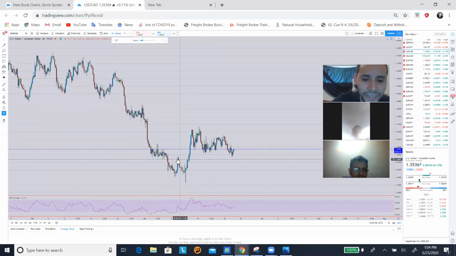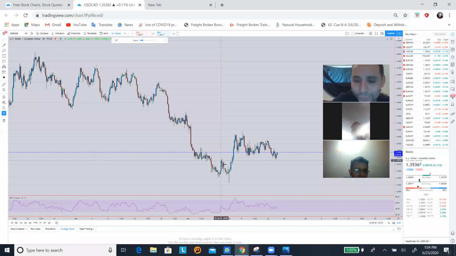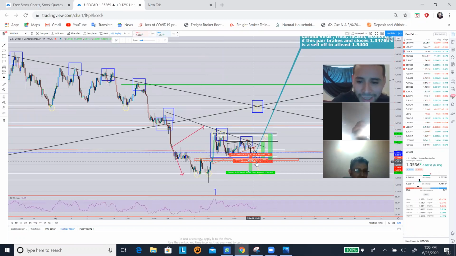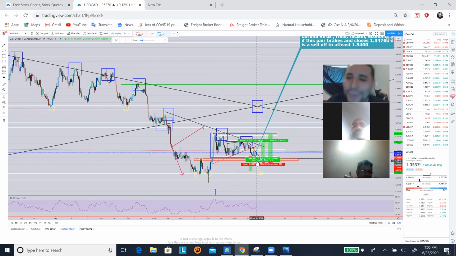Right? Look at this right here. We broke structure right here, guys. We broke structure right here. Understand that. Right off of there, we broke it. This area right here, guess what? We finally came and retested it. Finally, it hit. It retested the area that it just broke right here. This area just tested right now.